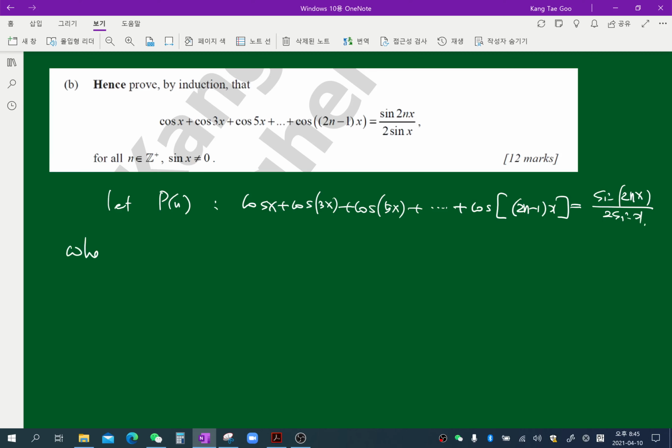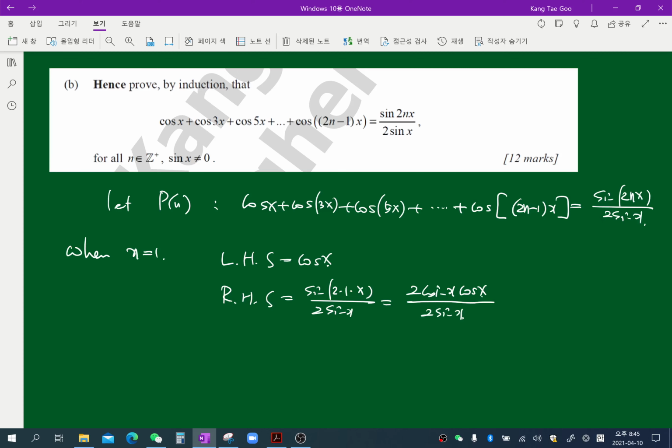And when n is 1, that's the next step, right? Your left hand side is just cosine x, and your right hand side goes to be sine of 2 times 1 times x over 2 sine x, which is sine 2x over 2 sine x, which is 2 sine x cosine x divided by 2 sine x. And then you cancel 2 sine x, and there is cosine x. So your left hand side and your right hand side are the same. So P1 is true.